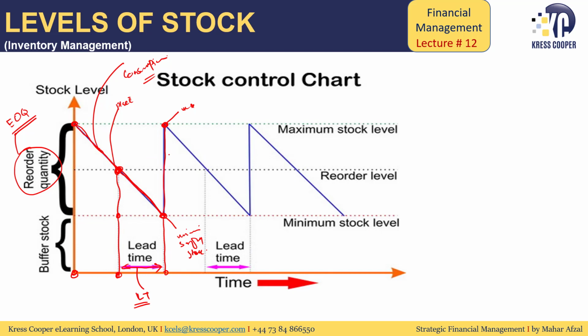There is one more level of the stock as well. This is called the danger level stock. Danger level stock will be maintained somewhere over here. We'll discuss the formula of the danger level stock in the next slide.